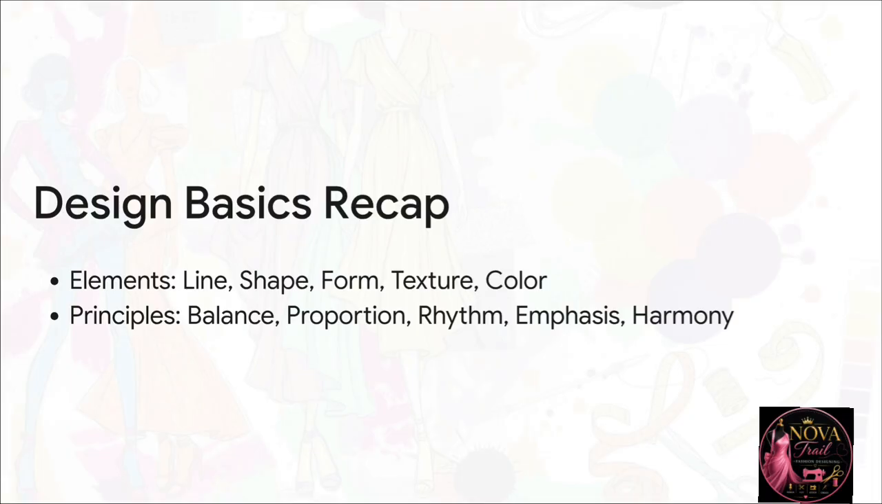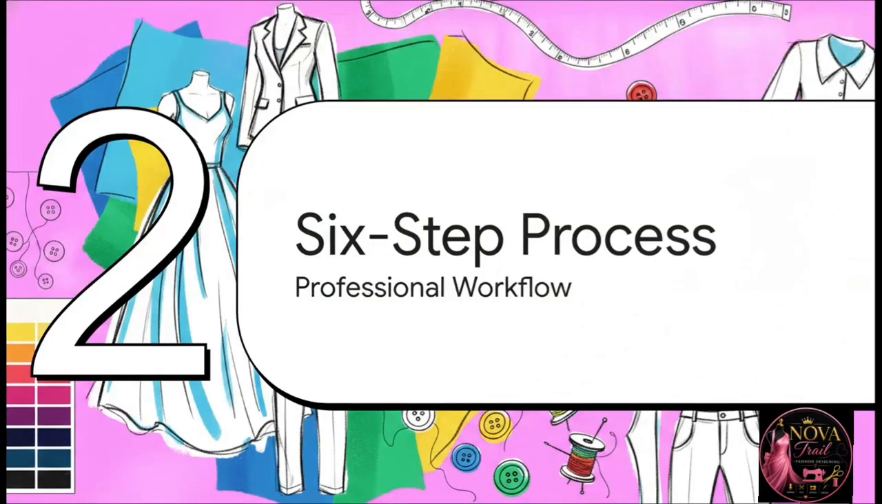Think of the 5 elements, line, shape, form, texture, and color, as the raw physical materials you've got in front of you. But obviously, a pile of materials isn't a garment yet, right? That's exactly where our 5 principles step in: balance, proportion, rhythm, emphasis, and harmony. These principles are the universal laws that dictate how to arrange those elements so the final silhouette looks totally stunning on a human body.